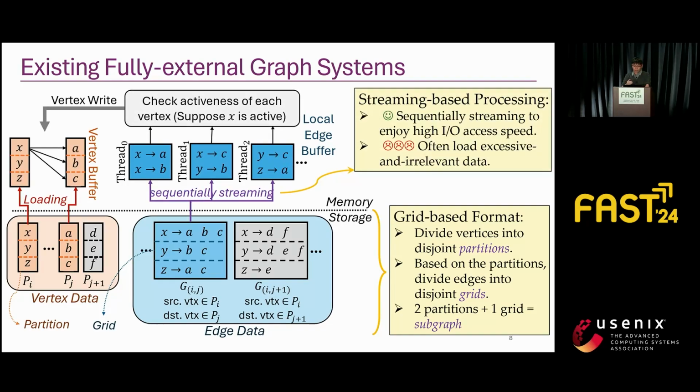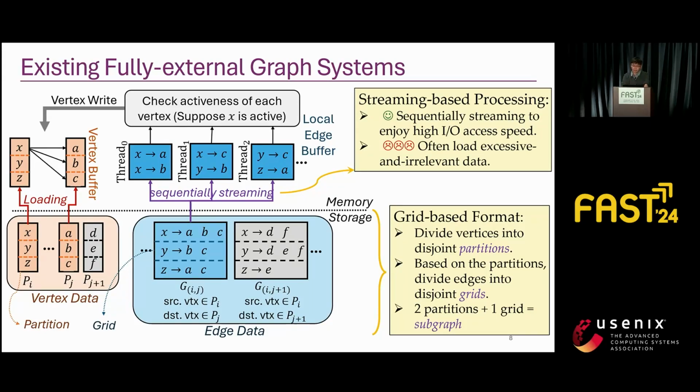On top of the grid format, existing fully external graph systems generally apply streaming-based processing. This means they compute a graph by streaming the edge data at a grid-based granularity. Streaming-based processing enjoys high sequential access speed, but the bad issue is that it often loads excessive and irrelevant data because it activates data at grid granularity. So it will read the entire grid even if we only need a few bytes from it.